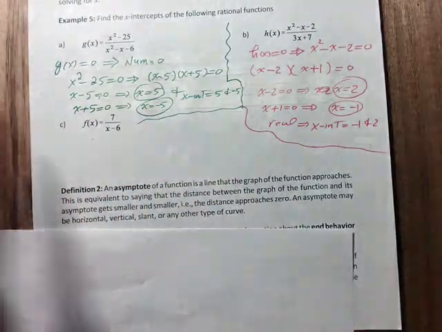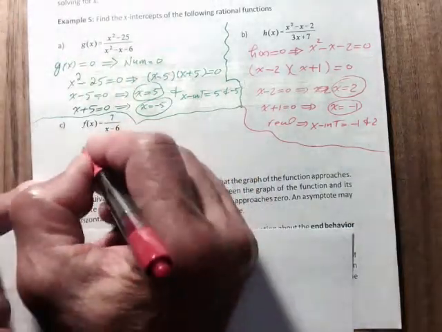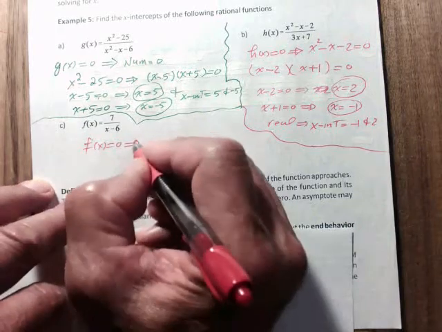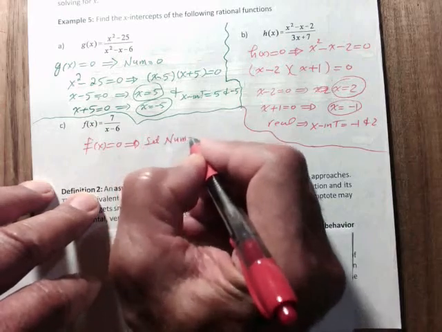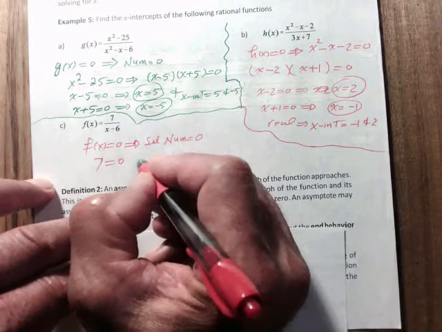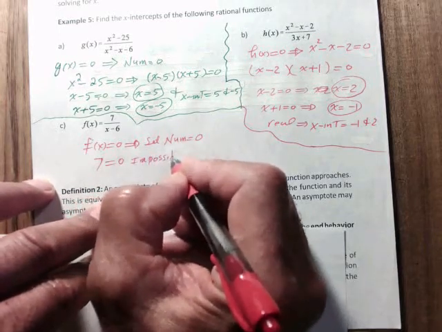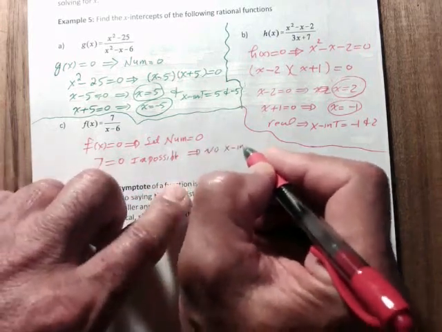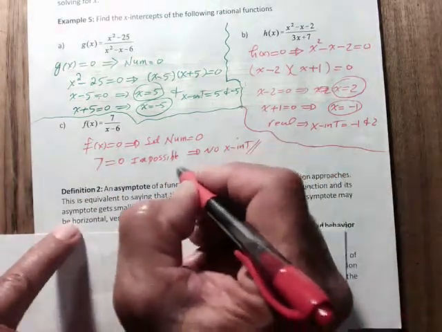This example, put f of x equal to 0, so that means set the numerator equal to 0. This 7 equal to 0. That's a contradiction. Impossible. So that means no x-intercept.